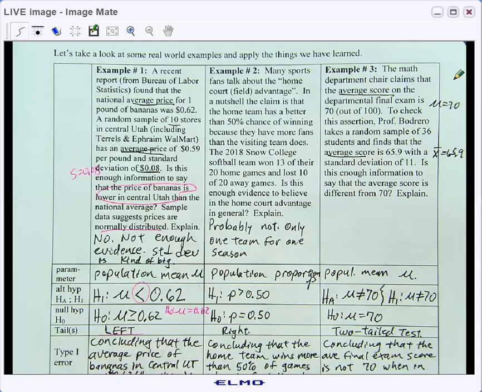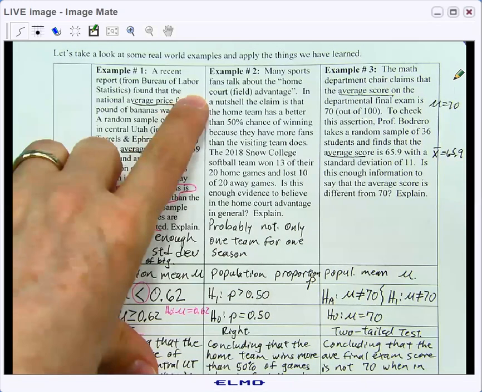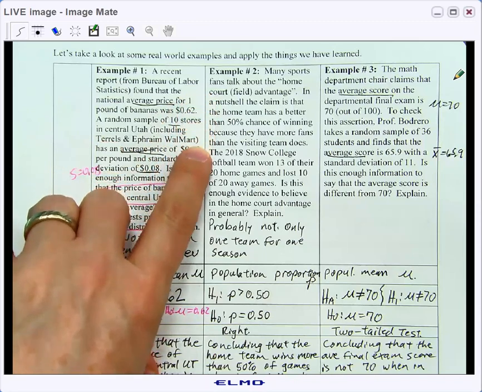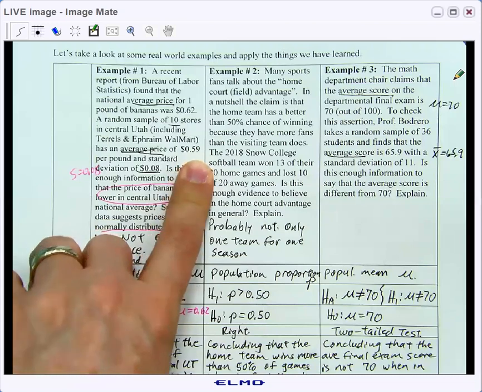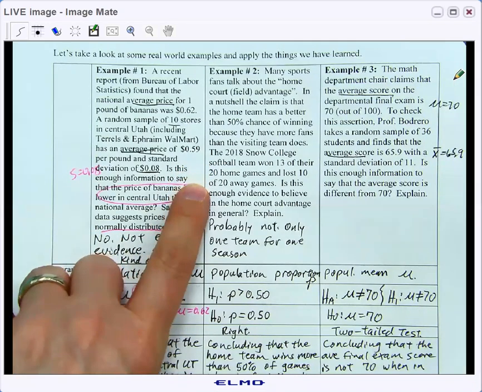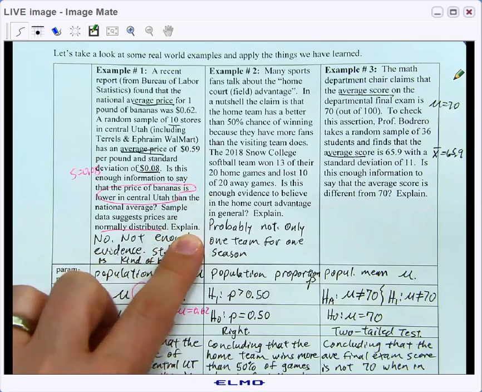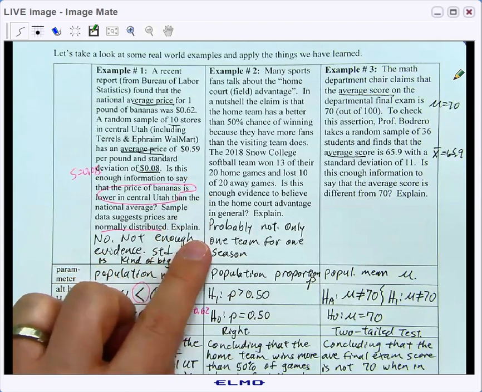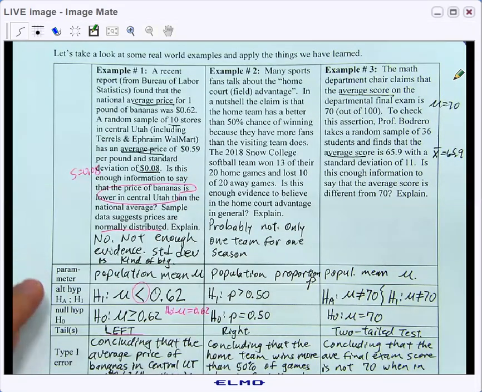Okay, let's see how you did. So basically, we're checking to see if the home team has a better than 50% chance of winning. And we're going to take a sample of the 2018 Snow College softball team, where they won 13 of 20 home games and lost 10 of 20 away games. We probably don't believe in the home court advantage for this, or home field advantage, because this was only one team for one season. The question now becomes, which parameter are we dealing with?